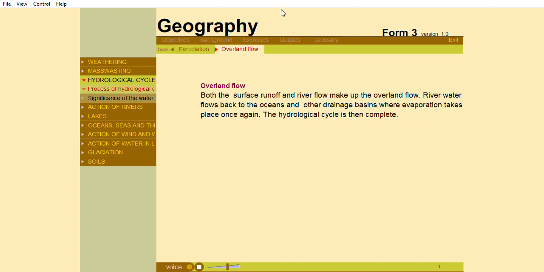Overland flow. Both the surface runoff and river flow make up the overland flow. River water flows back to the oceans and other drainage basins where evaporation takes place once again. The hydrological cycle is then completed.